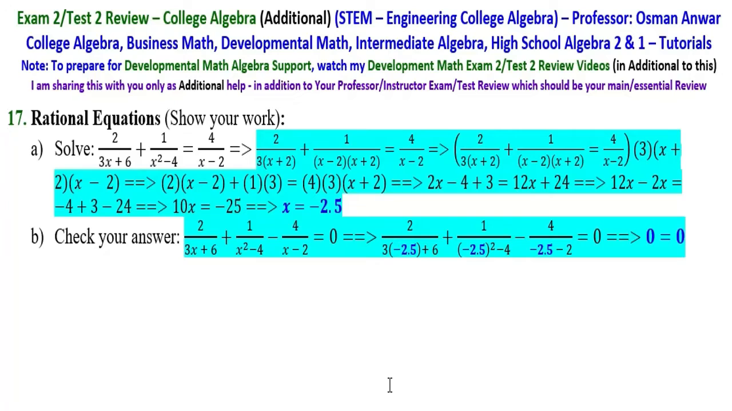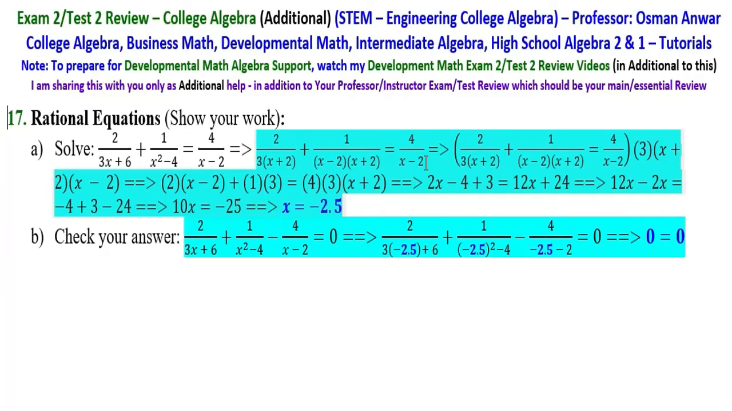Now we are getting into rational equations. Solve 2 over 3x plus 6 plus 1 over x squared minus 4 equals 4 over x minus 2, and solve for x. First factor 3 from here. So this is 2 over 3 times x plus 2 plus 1 over x minus 2 times x plus 2, factor this, equals 4 over x minus 2.